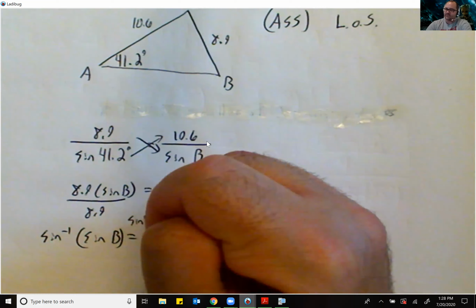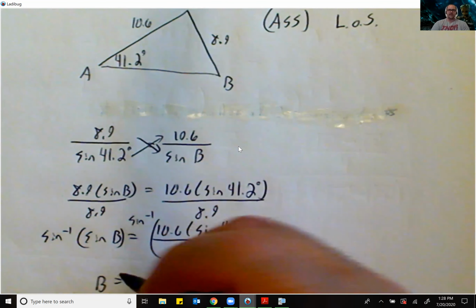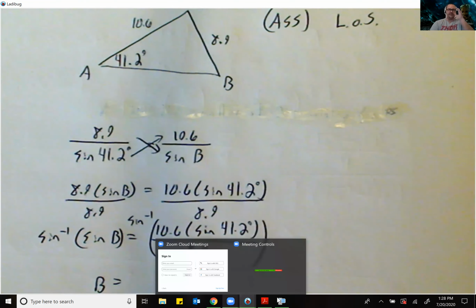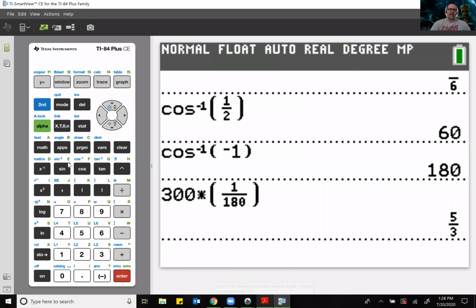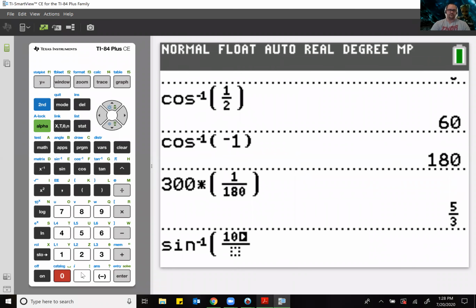Sine inverse. All right, so B is equal to, and we're going to go to our calculator, we're going to run this. Now, if our calculator kicks out an answer, then that means we either have one or two triangles. If our calculator says error here, then that means you have 0 triangles. So 10.6, parentheses, sine 41.2, close, close, go to the bottom, 8.9, and I always like to scroll out and close everything up. So as long as our calculator kicks out an answer, we have 1 or 2. If our calculator says error, the answer is 0.